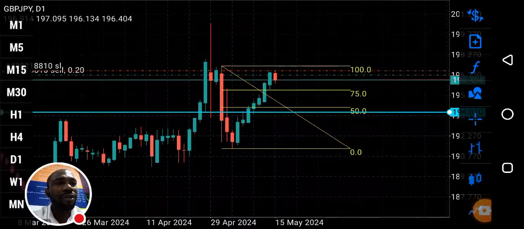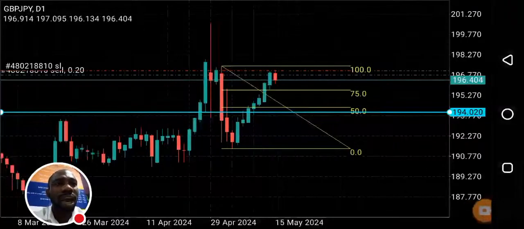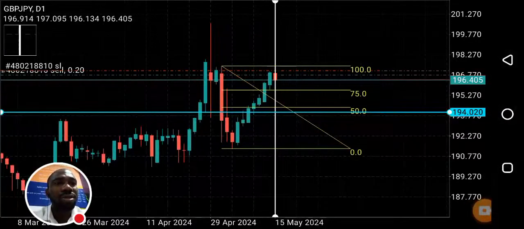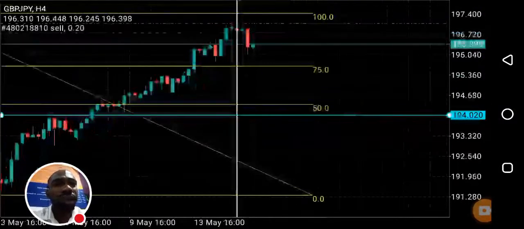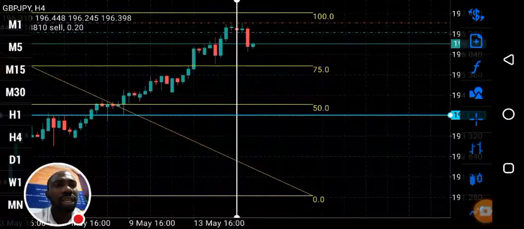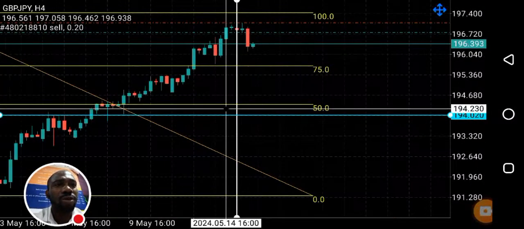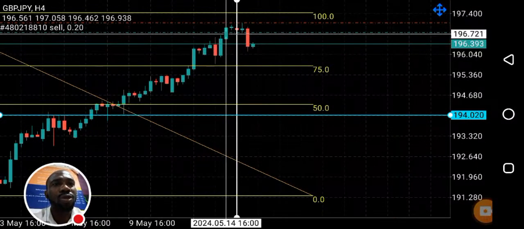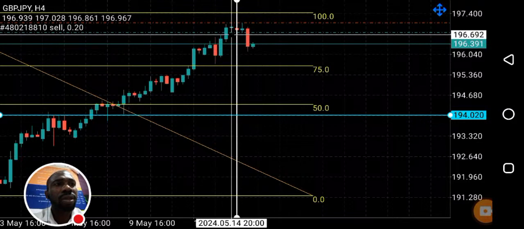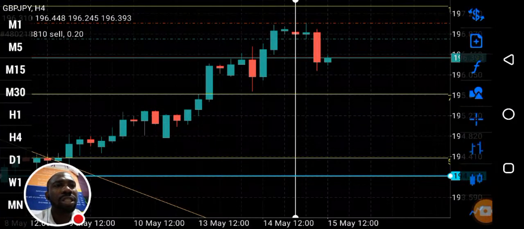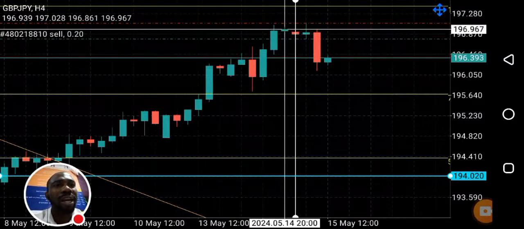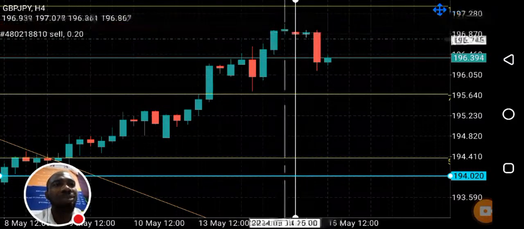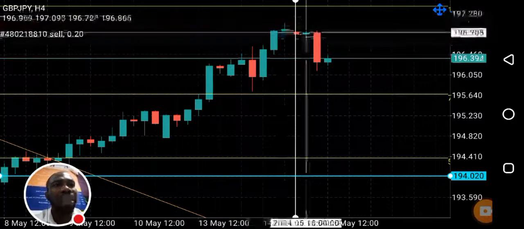So after the close of yesterday's candle, let's see how the 4-hour candle closed. Let's go to 4-hour and see what happened yesterday. Look at the last candle that closed on 4-hour yesterday. It closed as a spinning top, which indicates a change in trend from bullish to bearish. Can you see it? Spinning top. And the next candle closes bearish.